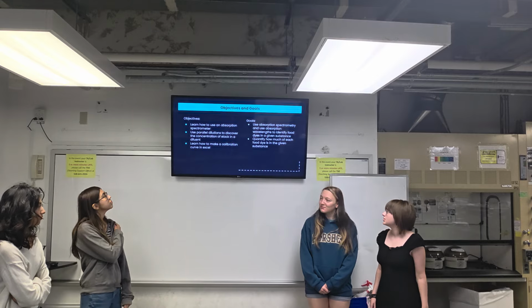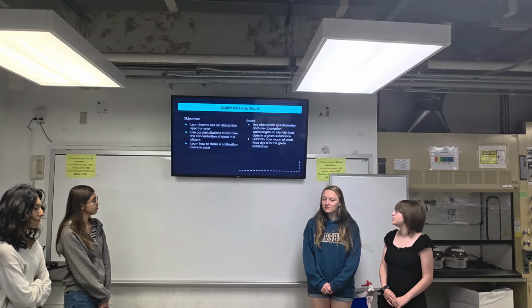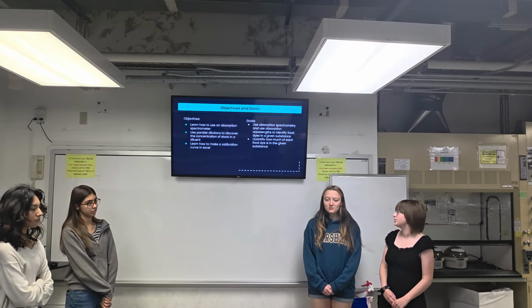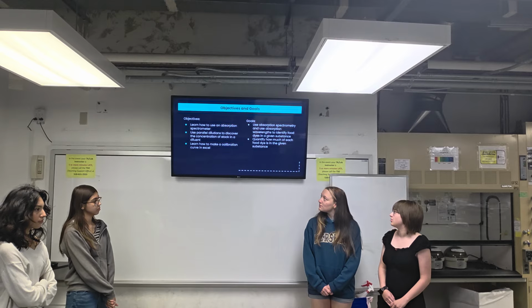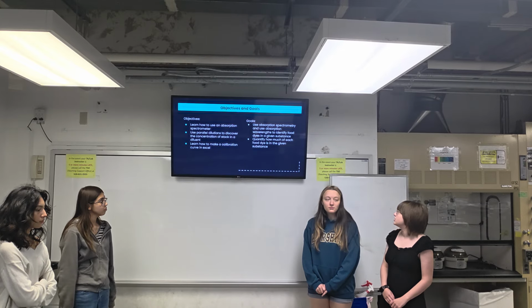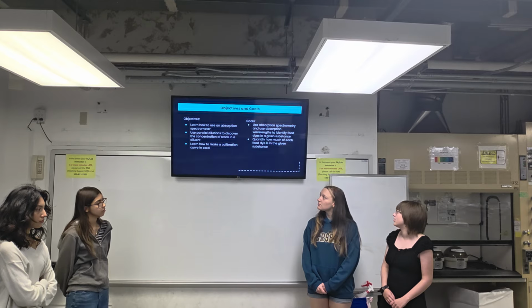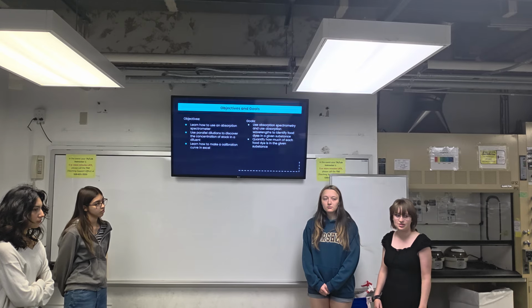So our objectives were to learn how to use an absorption spectrometer, to use variable dilutions to discover the concentration of stock in the diluent, and to learn how to make a calibration curve in Excel. And then our goals were to use absorption spectrometry and use absorption wavelengths to identify food dyes in a given substance, and then quantify how much of each food dye was in a given substance.